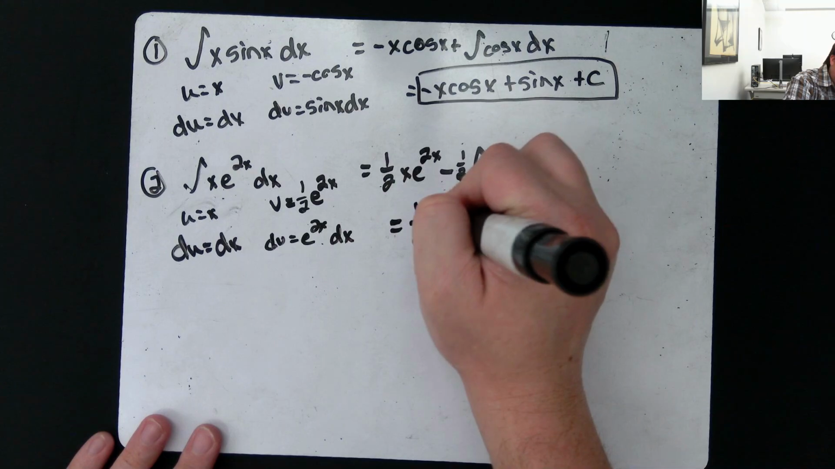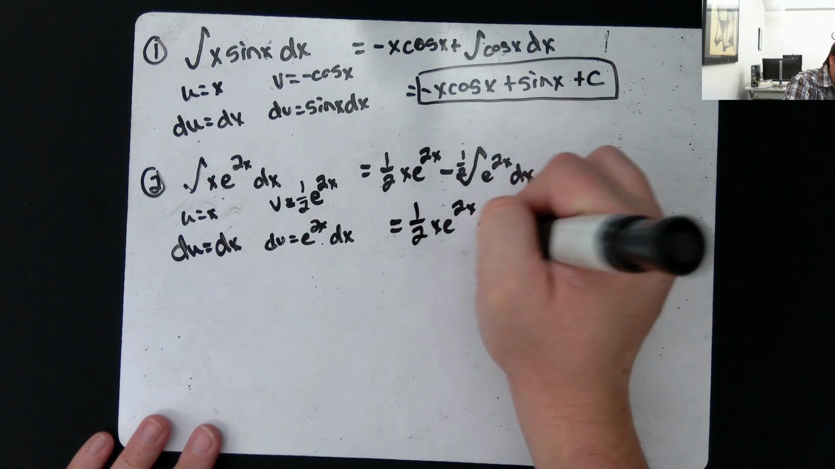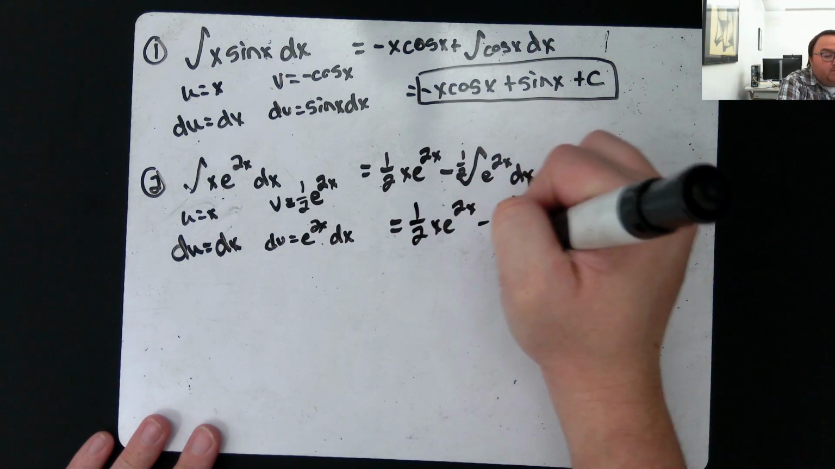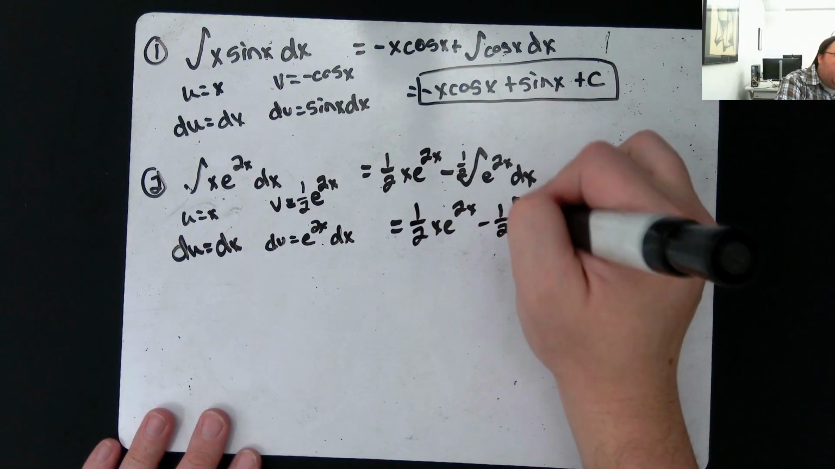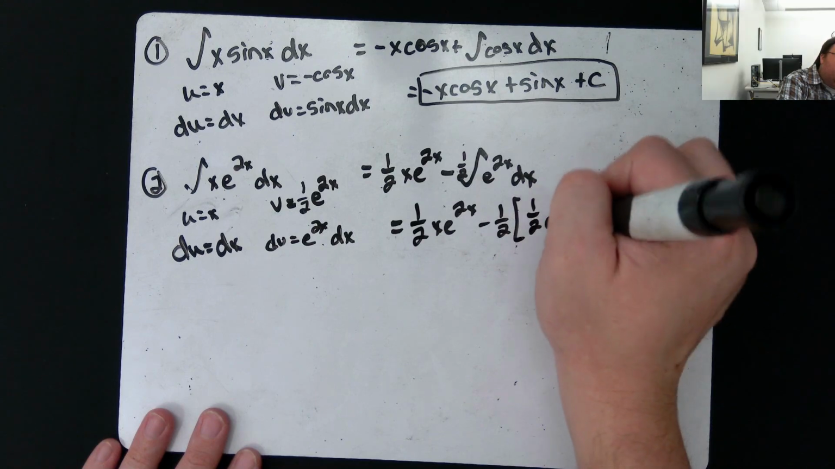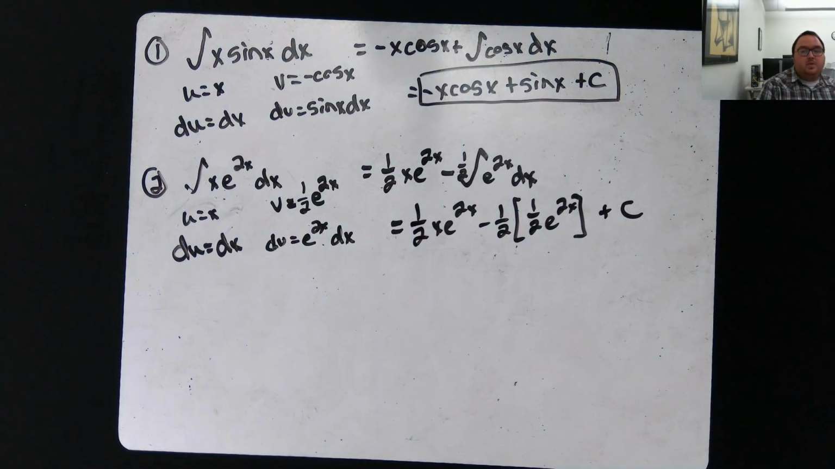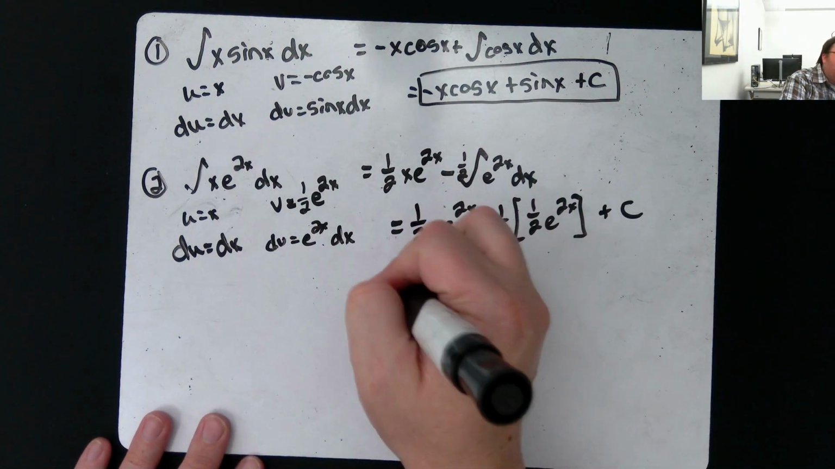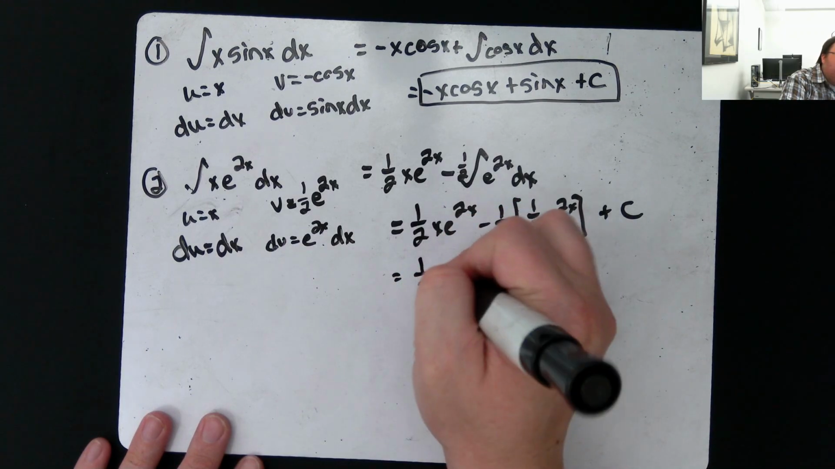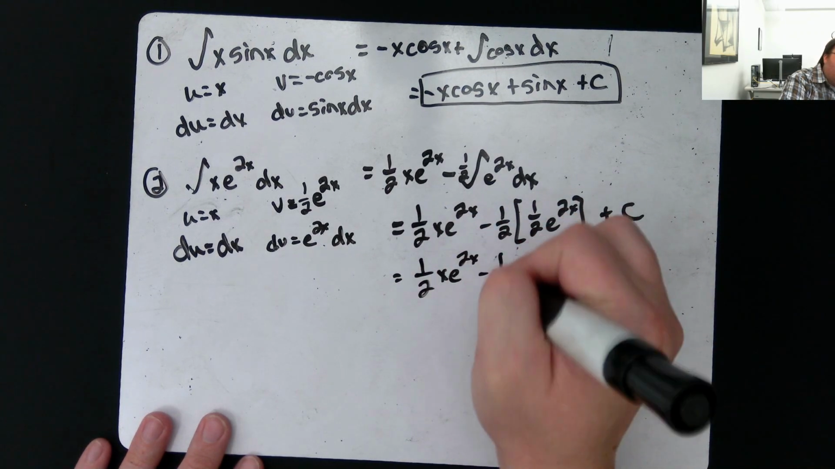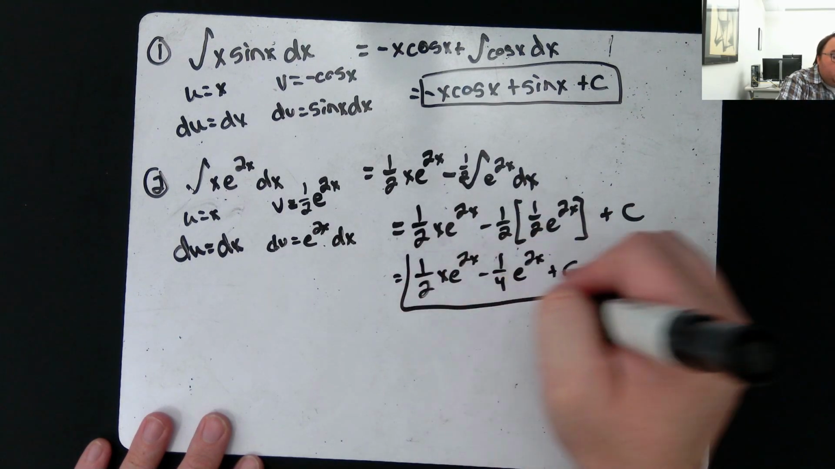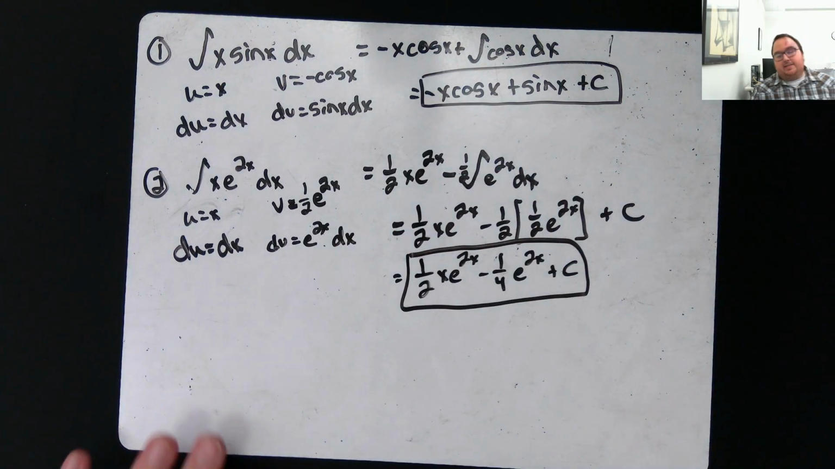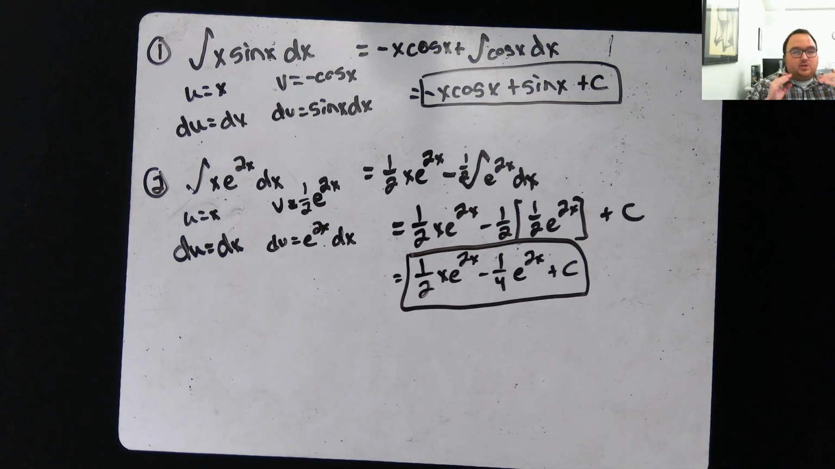First term stays the same, minus 1/2 the antiderivative of e to the 2x, as we just said over here, is 1/2 e to the 2x plus c. 1/2 times 1/2 is 1/4. So I get 1/2 x e to the 2x minus 1/4 e to the 2x plus c. As I say a bunch of times, and as I will say a bunch more times, if any of that does not make sense, please let me know.